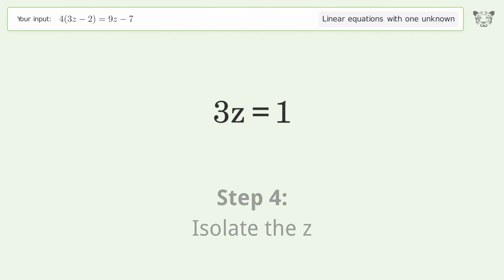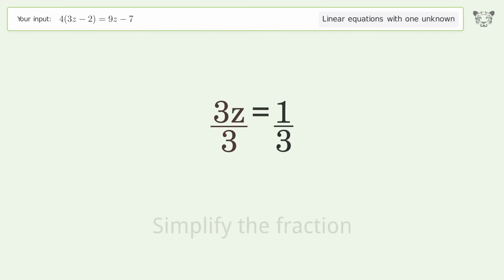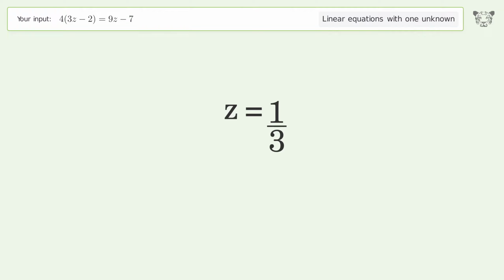Isolate the z. Divide both sides by 3. Simplify the fraction. And so the final result is z equals 1 over 3.